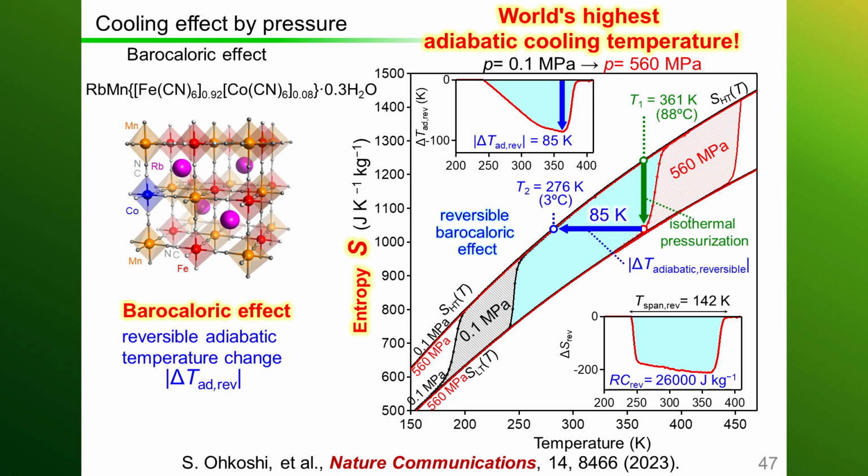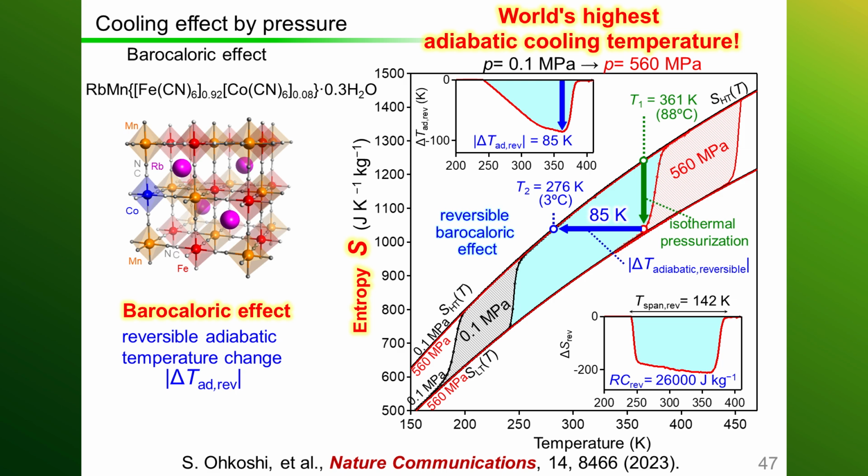The explanation of this picture is a little difficult, but the cooling effect due to pressure is called the barocaloric effect. You don't need to memorize the term. Anyway, it refers to using pressure to cause a phase transition. What you see in this figure is that here, which says 0.1 megapascals, is 1 atm, and when more pressure is applied, it moves to here, 560 megapascals. In the figure, it's here.